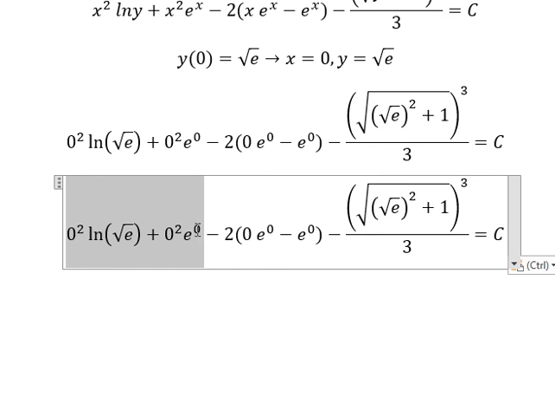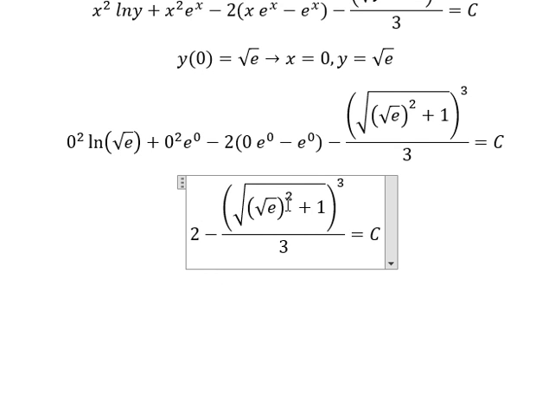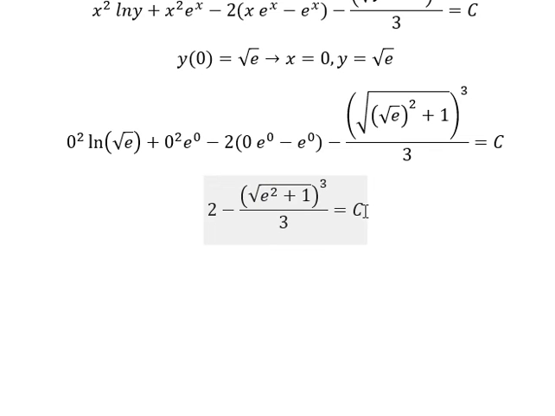So this one, you got number 0 in here. Negative number 2 with negative number 1. Because e to the power of 0, we have number 1. So we have positive number 2. This one we have e, and we put this one to change the value of c here.